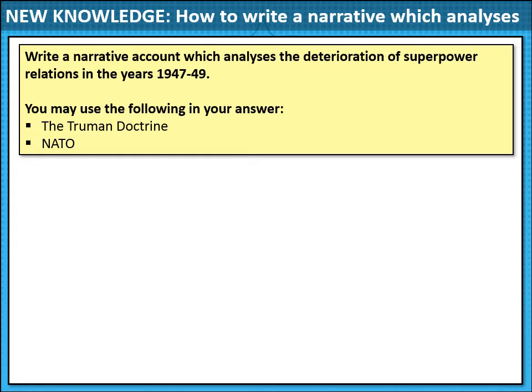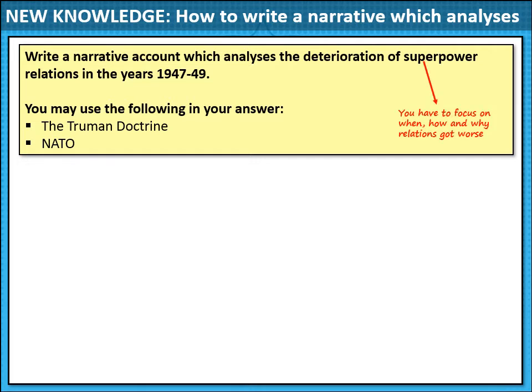So we're not going to introduce any new content today, but we are going to look again at how to write a narrative which analyses. And we're going to practice today with this example question, which is: write a narrative account which analyses the deterioration of superpower relations in the years 1947 to 1949. So you have to write a narrative account explaining how and why superpower relations got worse in this period.